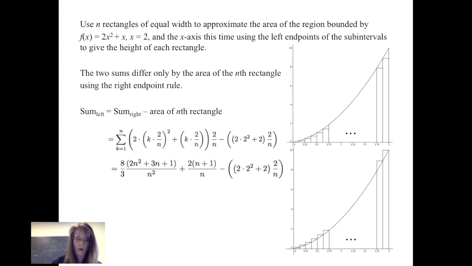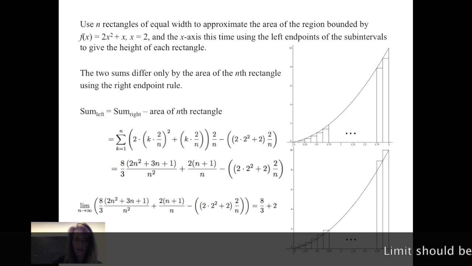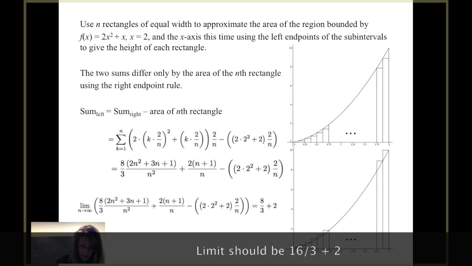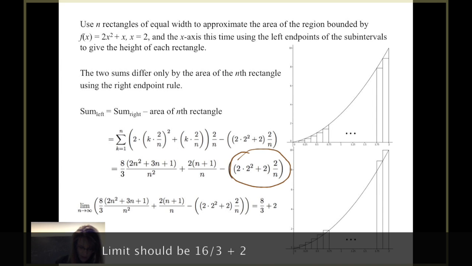I've got the formula based on n from before. If I now take the limit as n goes to infinity, it makes sense that this area of that nth rectangle will go to 0 because it gets narrower and narrower. So I get the exact same limit as I did before.